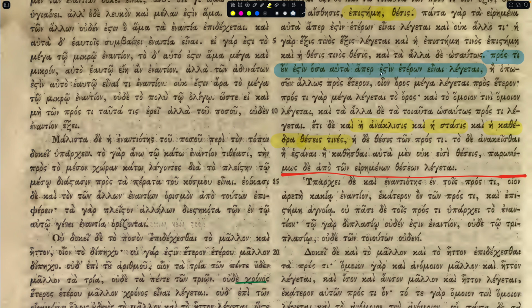So, eoposun alos, pros heteron. We've seen this phrase before, in any other way related to something else, relative to something else. So, hoion horos mega legatai pros heteron. Some mountain is said to be large in relation to another mountain.